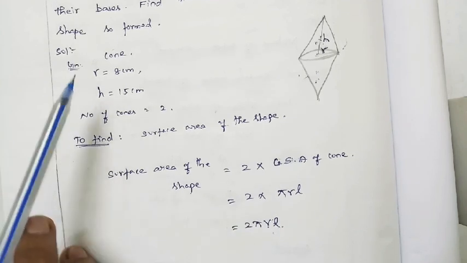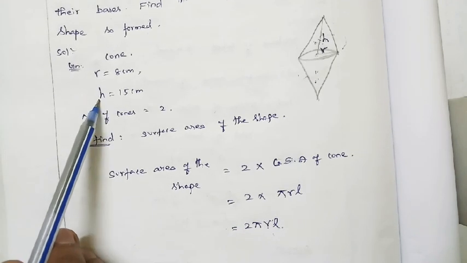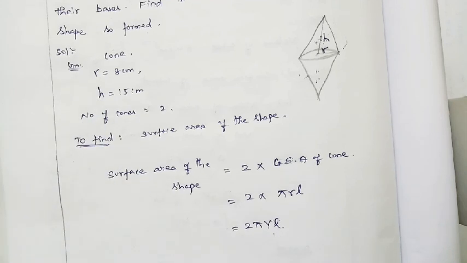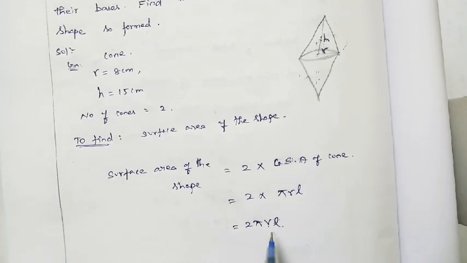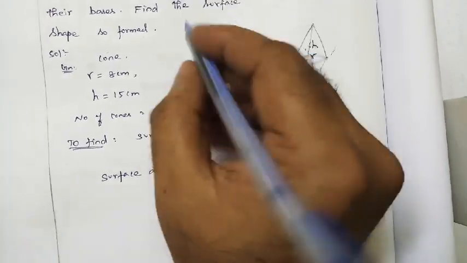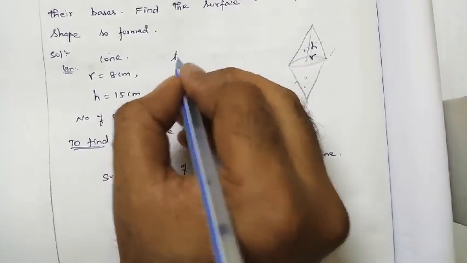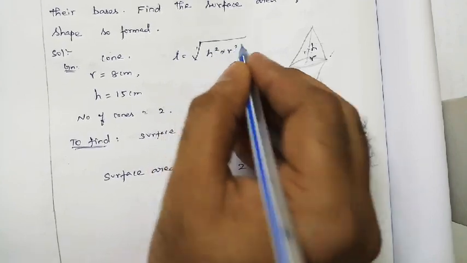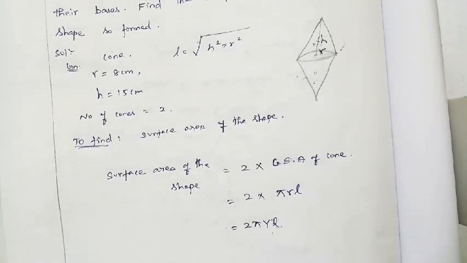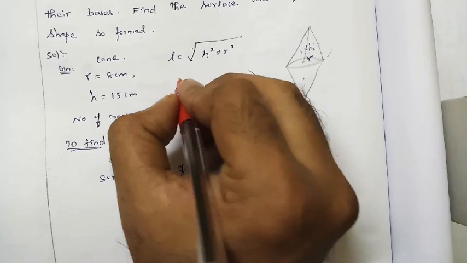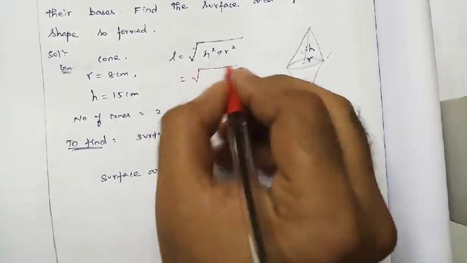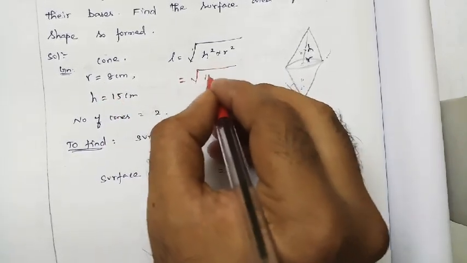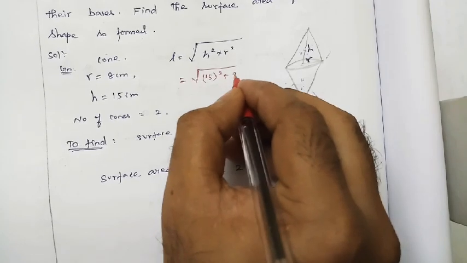L is nothing but the slant height. Here we know only the height, but we don't have the slant height. But we know how to find the L value, the slant height, right? L is equal to the square root of h square plus r square. That is the square root of, what is h? 15 square plus 8 square.